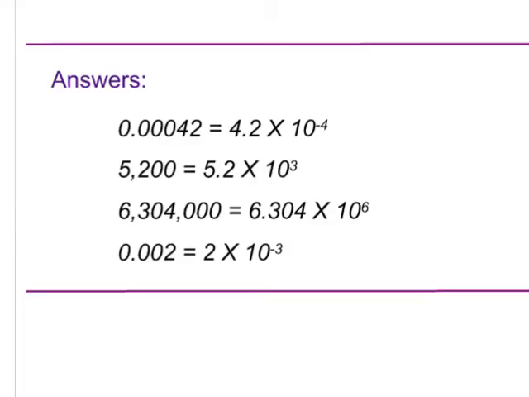Here are our answers. Recall, 4.2 times 10 to the negative 4. That means if we move this decimal place to the left, because it's a negative 4, we're going to move it to the left 1, 2, 3, 4, and that gives us this number. What about this number, 5,200? Well, 5.2 would be our first factor, times 10 to the third, because when we take the decimal point and we multiply by 10 3 times, we get this number. Same thing here and same thing here.